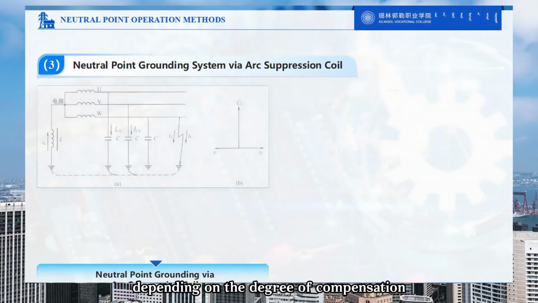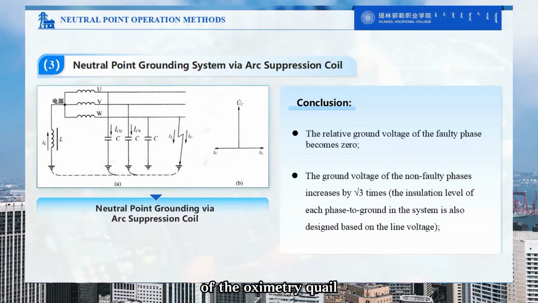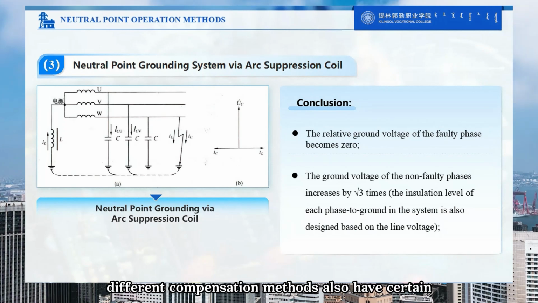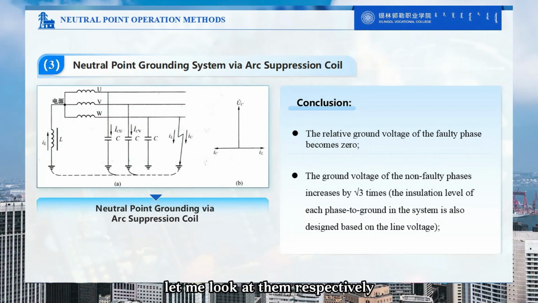Depending on the degree of compensation of the capacitive current by the inductive current of the arc suppression coil, we have 3 compensation methods. Different compensation methods also have certain impacts on the safe, stable, and reliable operation of the power system. Let us look at them respectively.